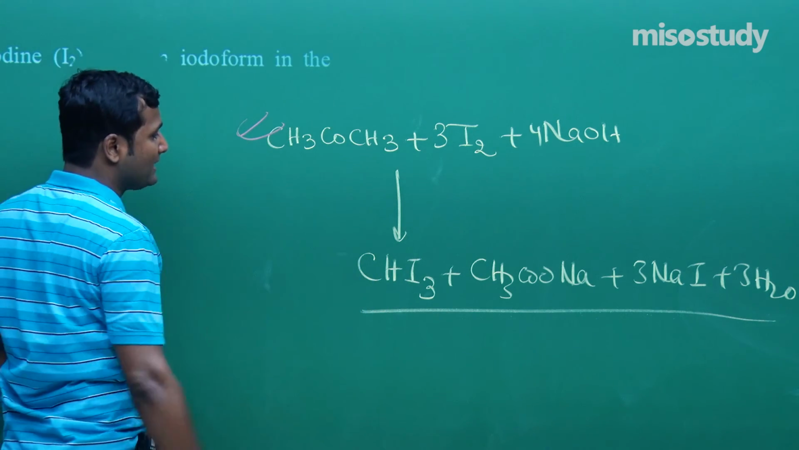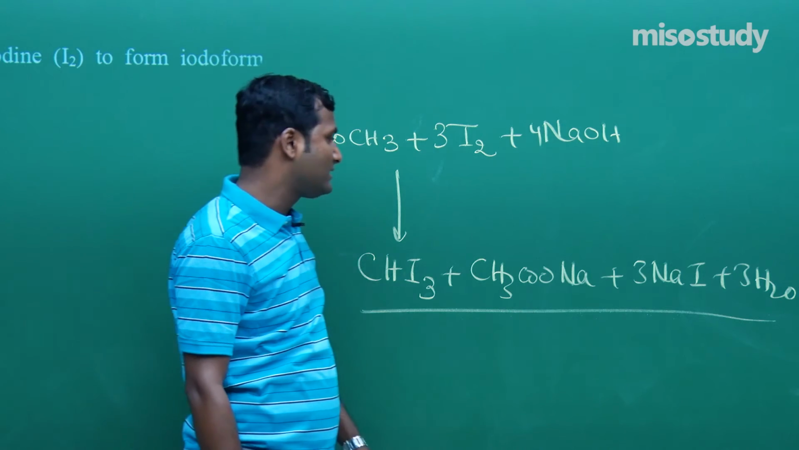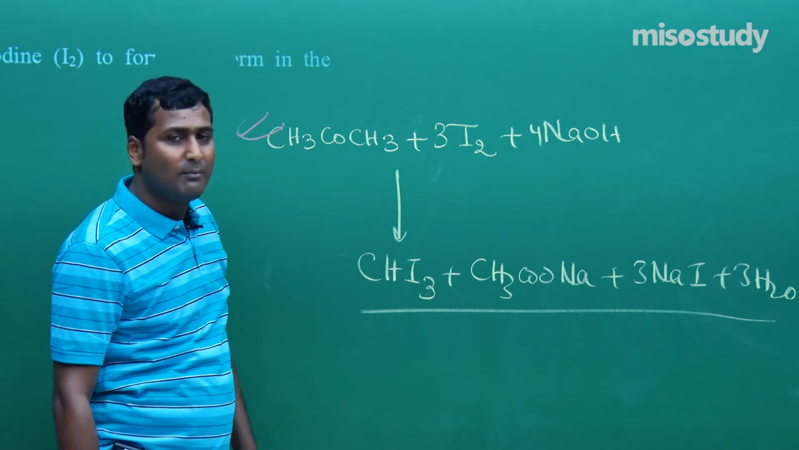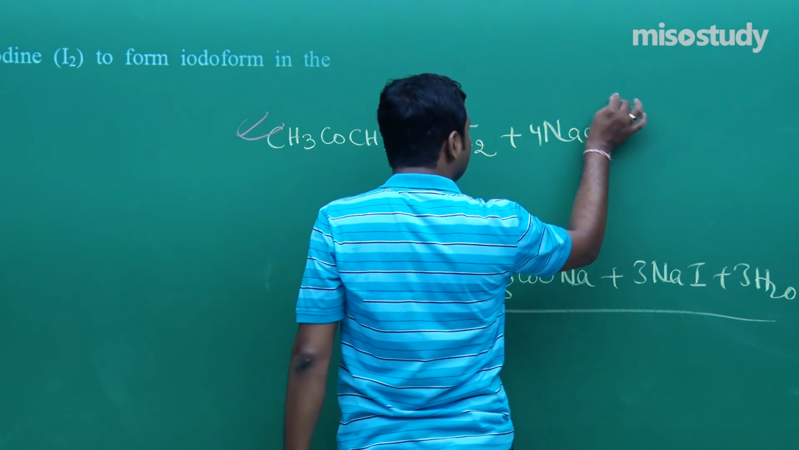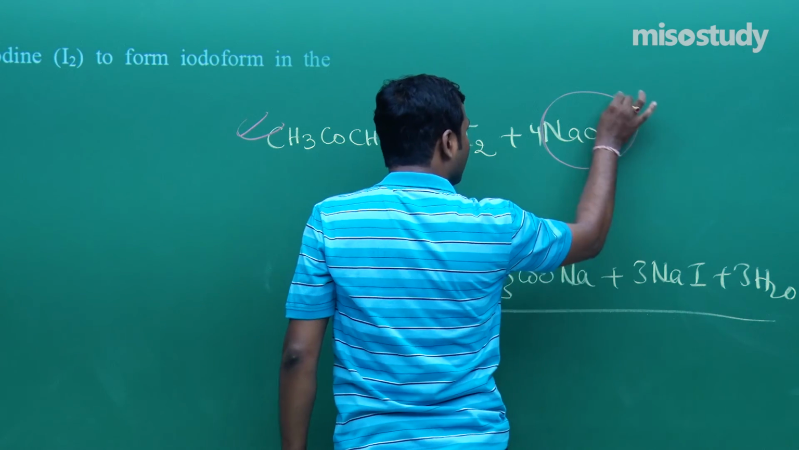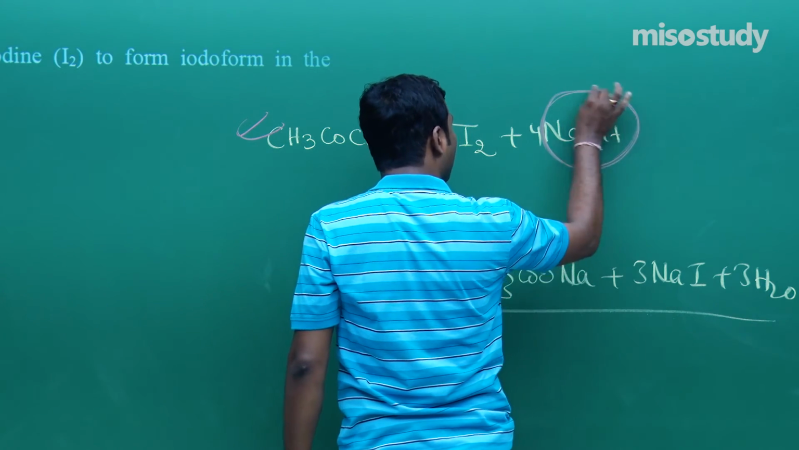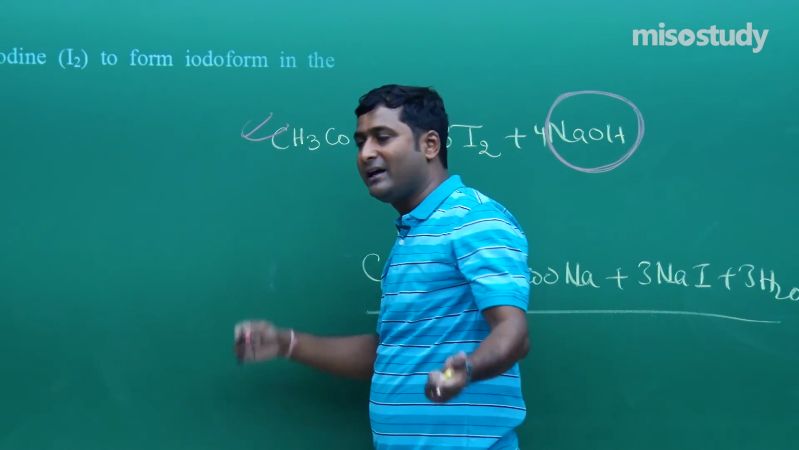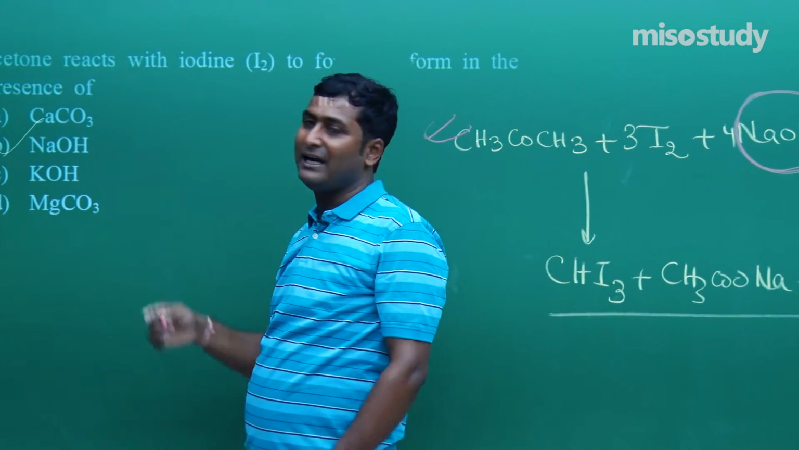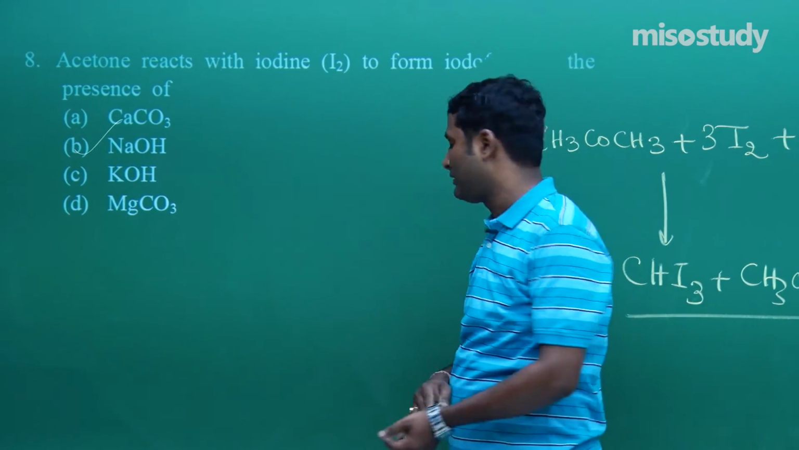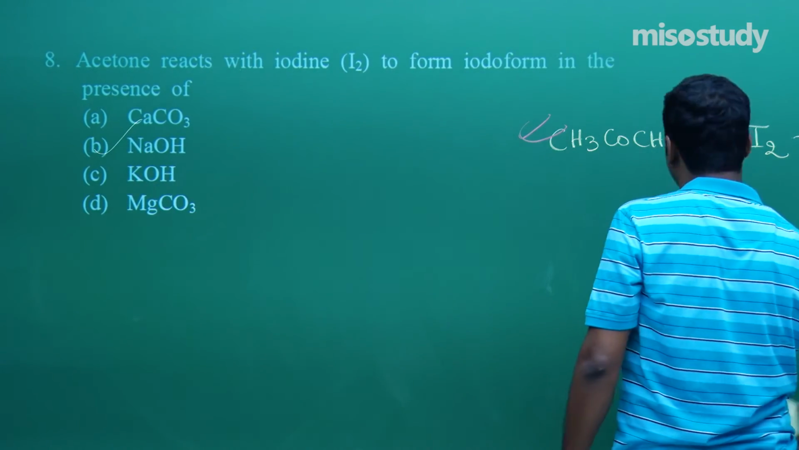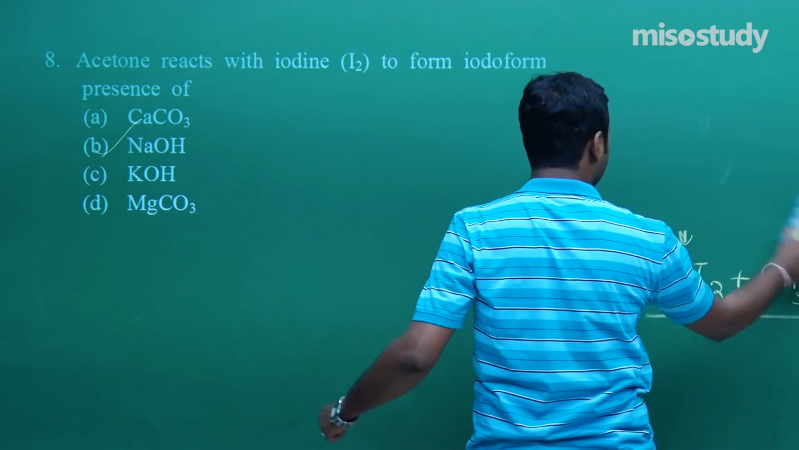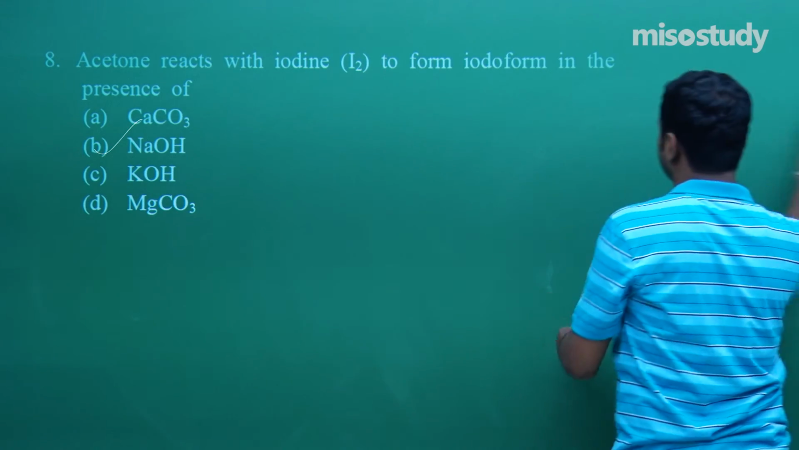Let's check again: CHI3, CH3COONa, 3NaI plus 3H2O. So what is the answer? We just need this one, NaOH. So for this question, it's very simple, NaOH is the correct option. Now friend, I'm going to rub this part and we'll discuss the next question.